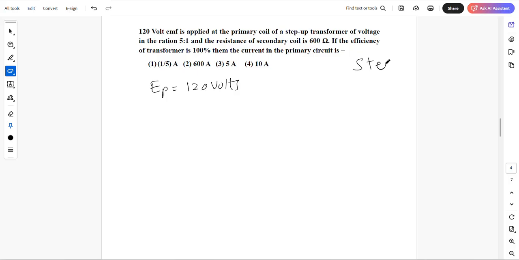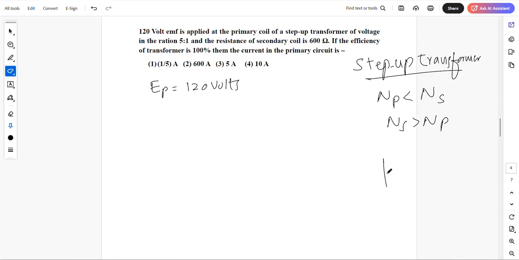In case of a step up transformer, this is the number of turns in primary, the number of turns in secondary. Step up means the number of secondary turns are more. NP is less than NS, or NS is greater than NP.